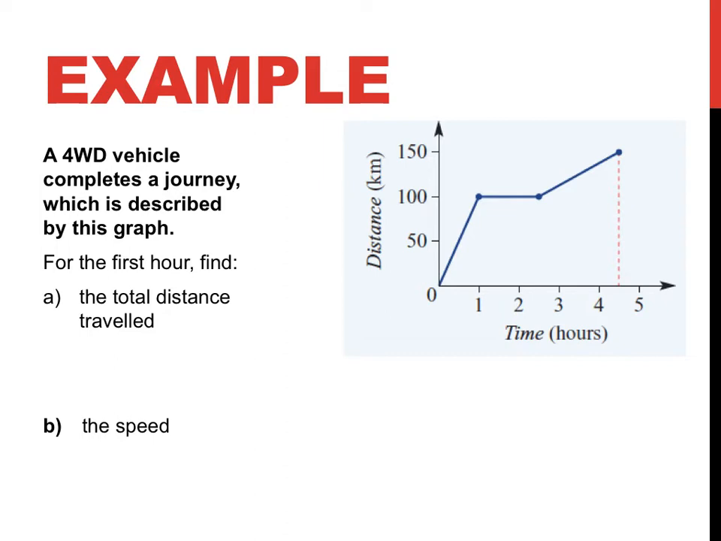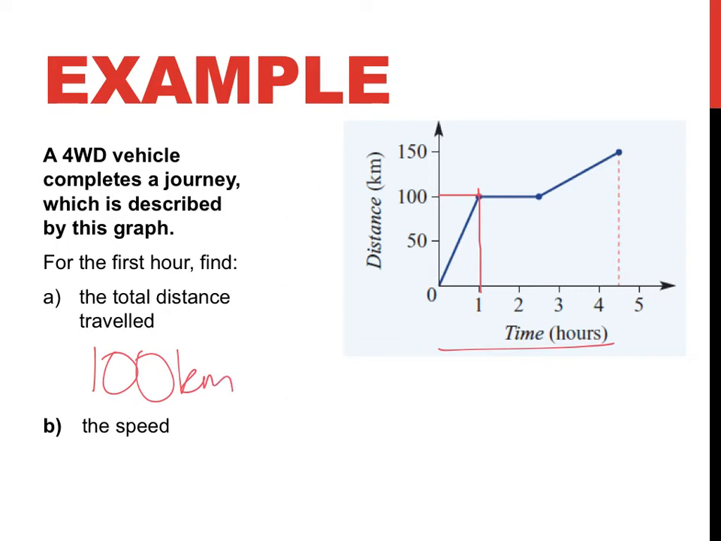A four-wheel drive completes a journey which is described by this graph here. For the first hour, find the total distance travelled. I think most of you will be able to do this. The time in hours is below here. If this is 1 hour, I go up like that, I go across, 100 kilometres. The total distance travelled is 100 kilometres.